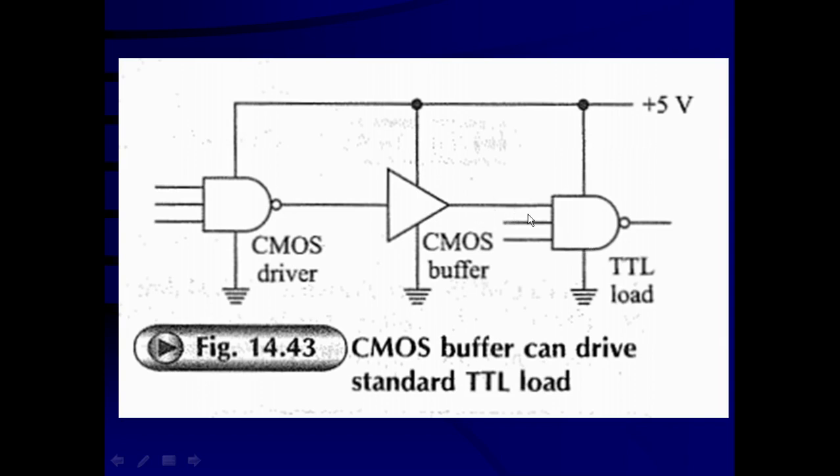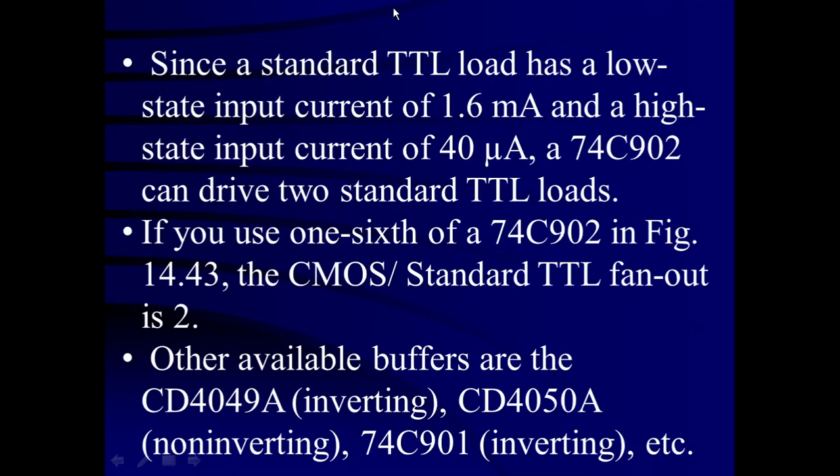In the high state, the TTL load requires only 20 microamperes current, while this can source 800 microampere current. So in the high state, anyway, there is no problem. So the CMOS buffer can drive 2 standard TTL loads. Since a standard TTL load has a low state input current of 1.6 milliampere and a high state input current of 40 microampere, a 74C902 can drive 2 standard TTL loads.